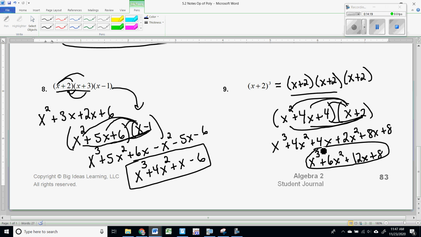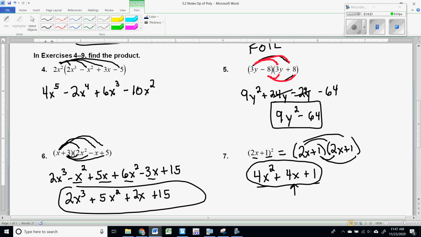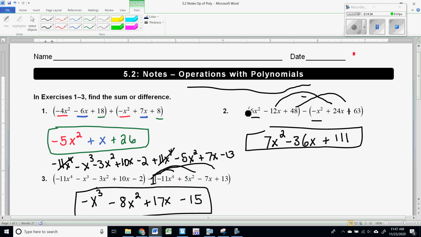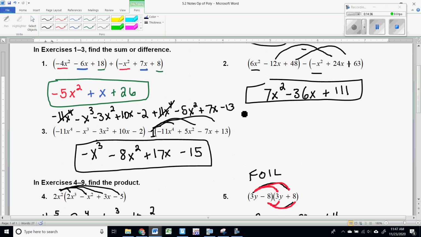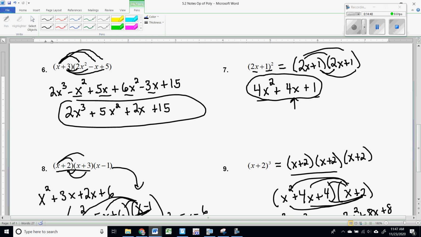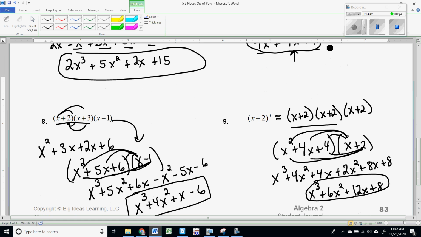So today we looked at adding, subtracting, and multiplying polynomials, or doing operations with polynomials. The next section we look at tomorrow will be what happens when we try to divide polynomials, and that gets a little bit interesting. But for today, it's just adding, subtracting, and multiplying polynomials.